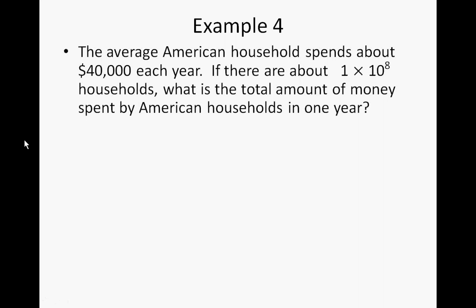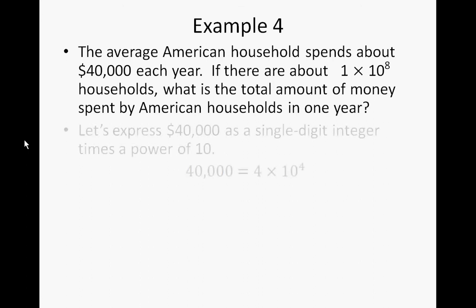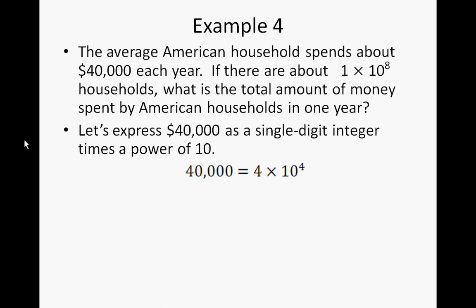All right, let's take a look at a couple more examples. So again, in your math journal, the average American household spends about $40,000 each year. If there are about 1 times 10 to the 8th power households, what is the total amount of money spent by American households in 1 year? So we're going to express 40,000 as a single-digit integer times a power of 10. So that would be 4 times 10 to the 4th power.